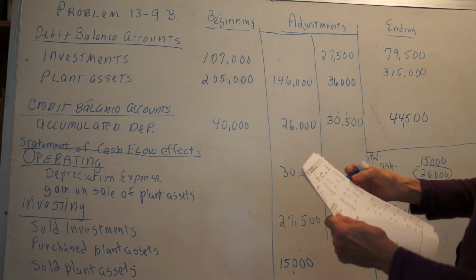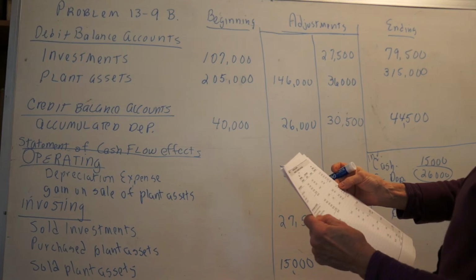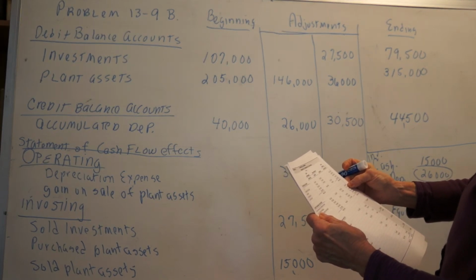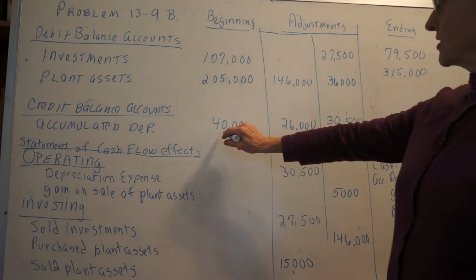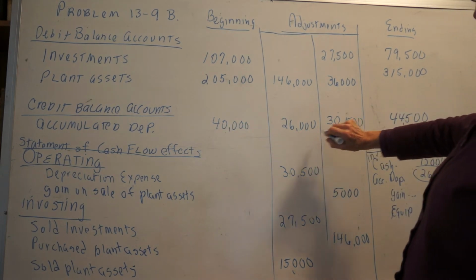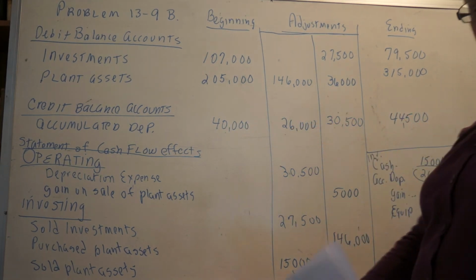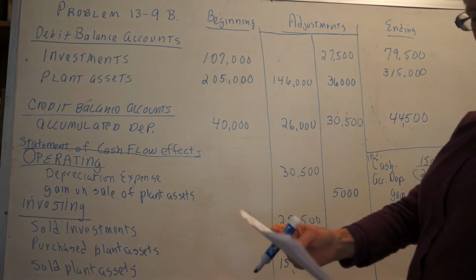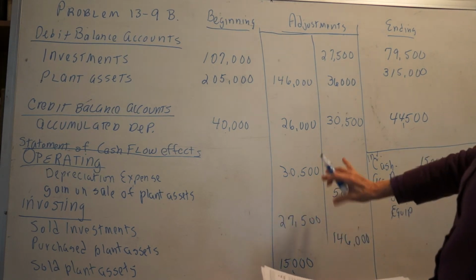It should come out to 44.5. That's the balance of the accumulated depreciation. Okay, we'll do that one again. 40,000 we started, plus the 30, minus the 26 should give us the ending balance of 44.5.